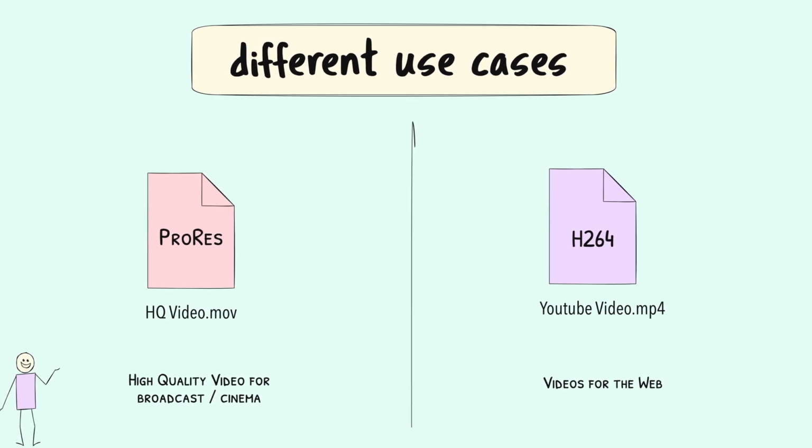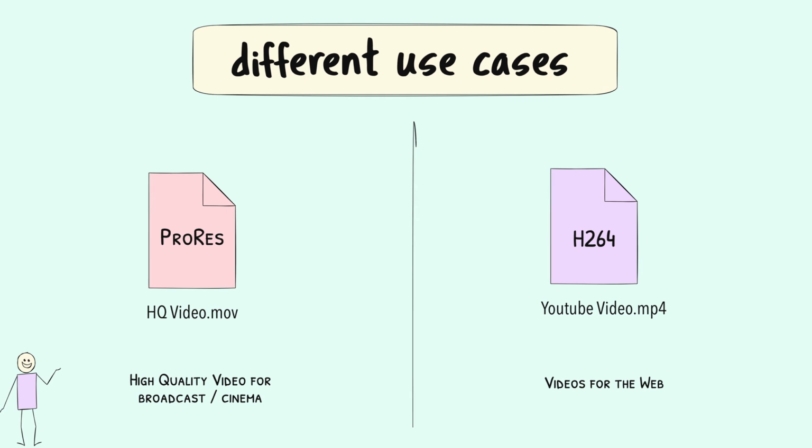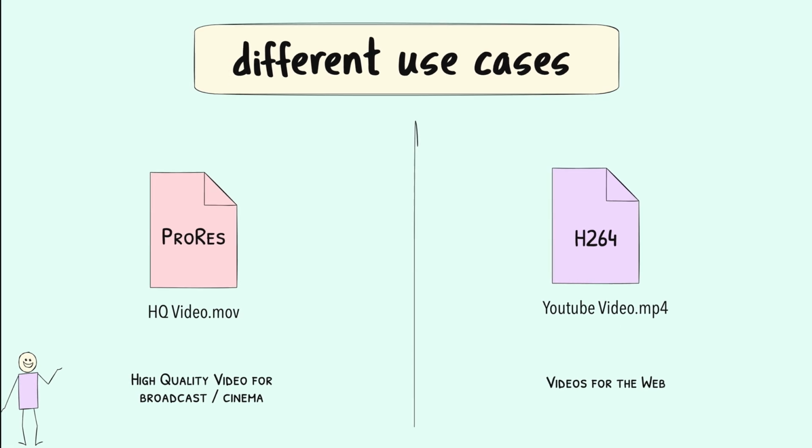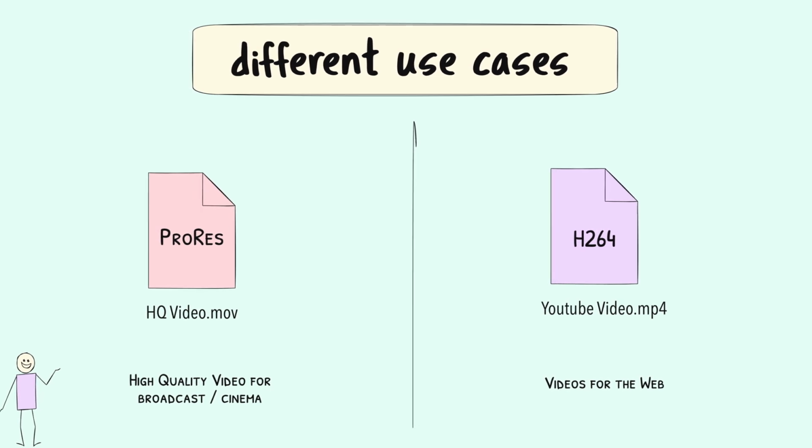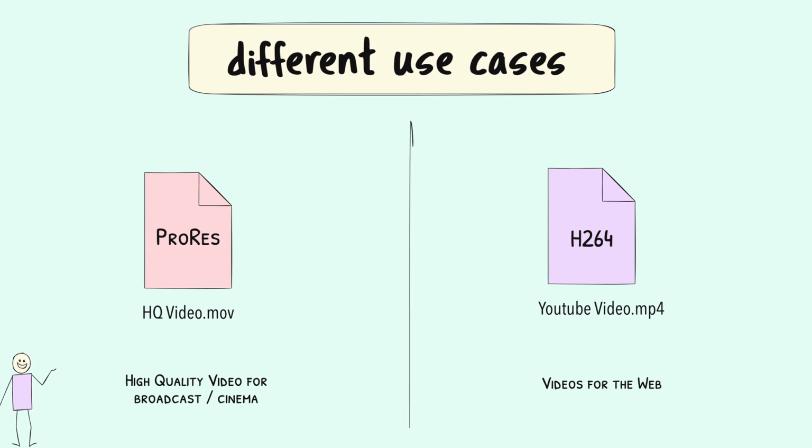Recommended codec and container combinations for different use cases can vary depending on the specific needs and requirements of your project. For example, if you need to create high quality videos for broadcasting or cinema, you may want to use the ProRes codec in an MOV container. Alternatively, if you need to create videos for the web, you may want to use H.264 codec in an MP4 container.